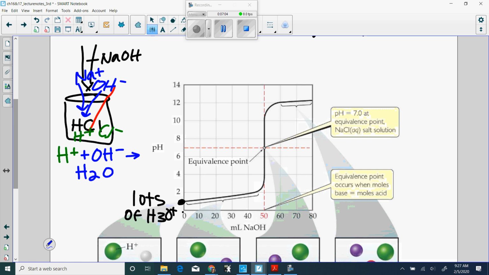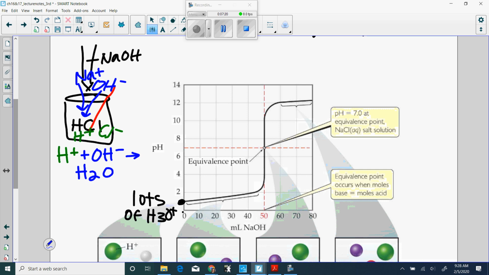Yesterday we learned with buffers that water does not change pH. Water doesn't change pH not because water is neutral, but because it's not in our math equation. The only thing that can change pH is H3O.